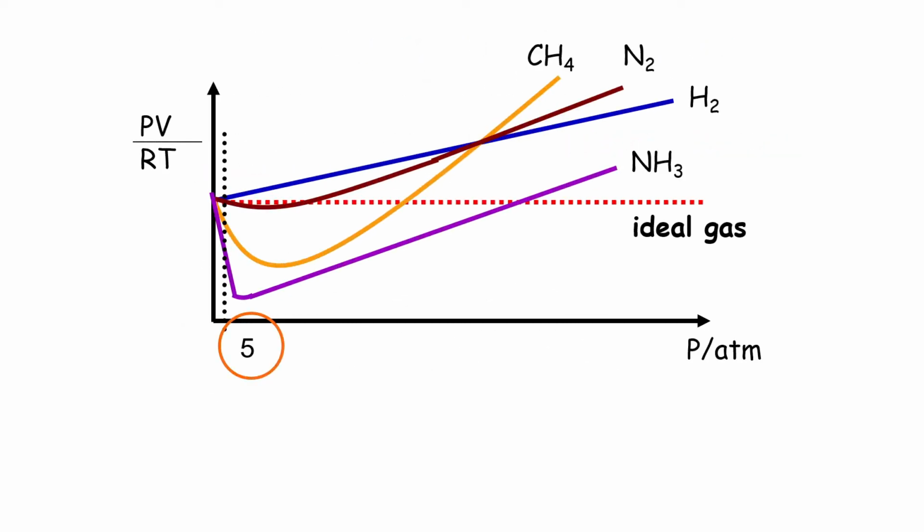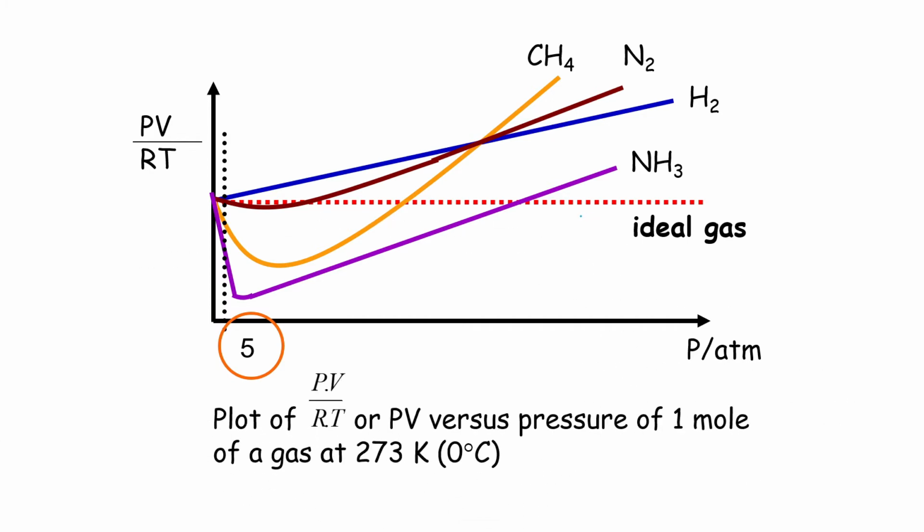This is the graph that shows, at a higher pressure, kita boleh nampak di sini. Bila pressure dia tinggi, so this one is a lower pressure. At lower pressure, dia akan behave ideally. This dotted line ini adalah untuk ideal gas. So plot PV over RT versus pressure of 1 mole of gas at 273 Kelvin, which is 0 degrees Celsius.